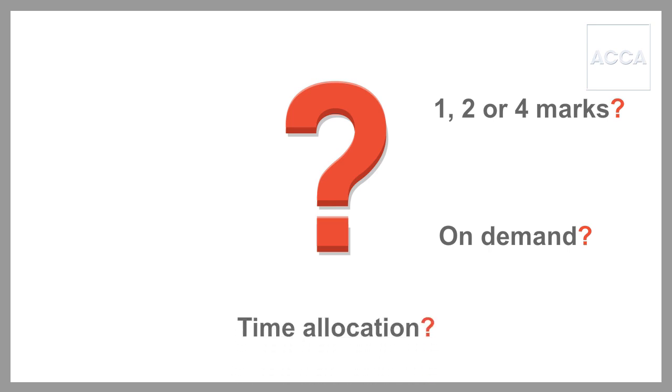Should students be aware of time allocation per question when doing objective testing exams? Yes, time allocation's important in any exam. A 1-mark question has an average time allocation of 1.2 minutes, and a 2-mark question 2.4 minutes, and a 4-mark question 4.8 minutes. It's important to remember, however, that not every question will take precisely the same amount of time to answer as another of the same value.